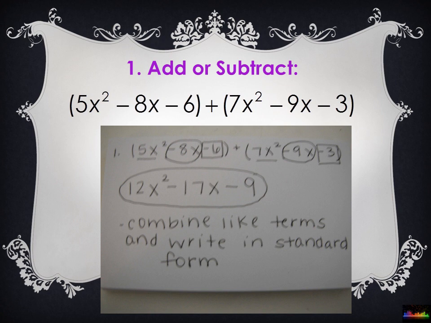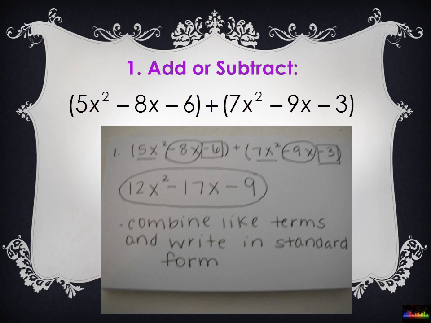We are given two polynomials and we are asked to add them. You can only combine like terms. You can only combine the x's that have the same exponent. So 5x squared can be added with 7x squared. That gives you 12x squared.